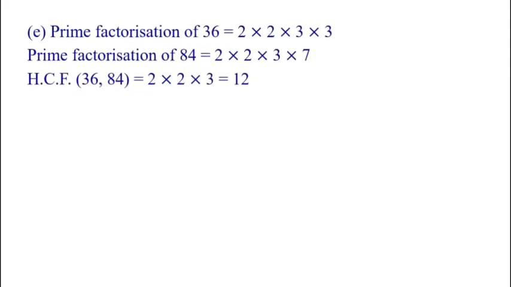Next, SCF of 36 and 84. Prime factorization of 36 is equal to 2 into 2 into 3 into 3 and prime factorization of 84 is equal to 2 into 2 into 3 into 7. So SCF of 36 and 84 is equal to 2 into 2 into 3, which is equal to 12.